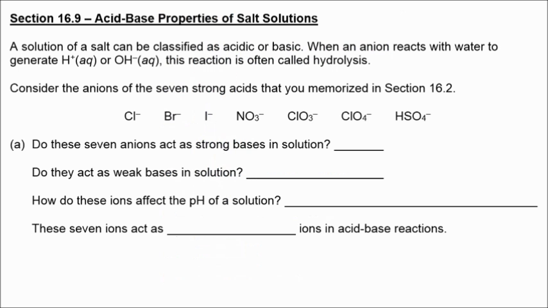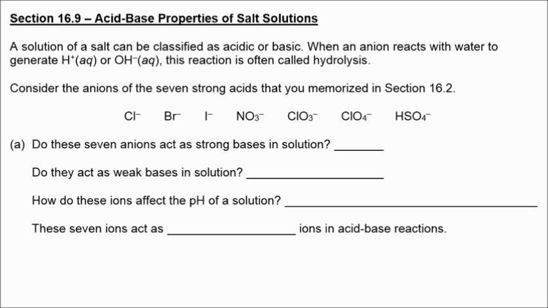All right, section 16.9, acid-base properties of salt solutions. A solution of a salt can be classified as acidic or basic when an anion reacts with water to generate H plus or OH minus. This reaction is often called hydrolysis. Now these anions, chloride, bromide, iodide, nitrate, chlorate, perchlorate, and hydrogen sulfate, all of them came from the 7 strong acids that we talked about earlier.